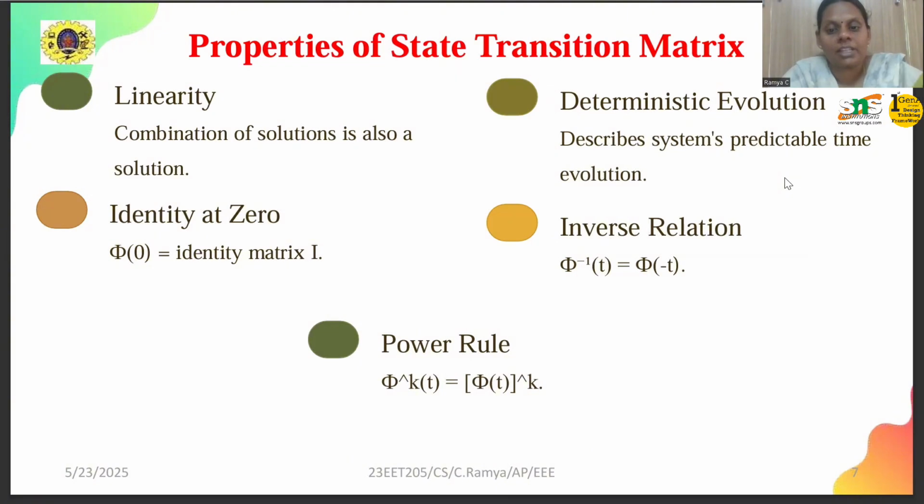Last one is the power rule, that is phi of k into t is equal to phi of t power k, which is useful for stepwise integration in simulations. So these properties will help us to identify the stability as well as the state transition matrix behaviors. To summarize, the state transition matrix is a cornerstone in the analysis of linear systems, and it helps us to predict how the state evolves, analyze stability, and solve the differential equations effectively. This wraps up the session on phi of t.